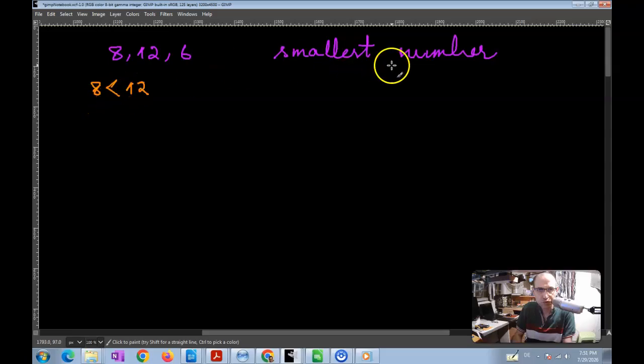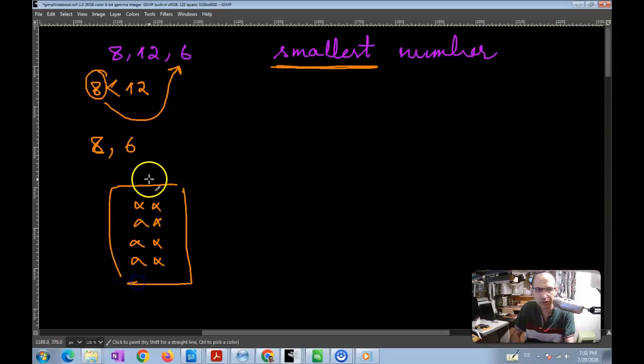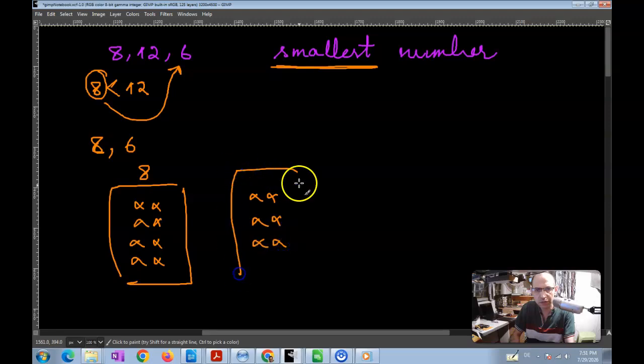And then since I'm looking for the smallest number, I will pick my 8 over here, which is the smaller number, and then I will compare it with the 6 over here. So now I can compare 8 and 6. And again, I can do the same thing, meaning that I can represent the number 8 using the number of beats over here, like this, and 6 using the number of beats over here, like this.